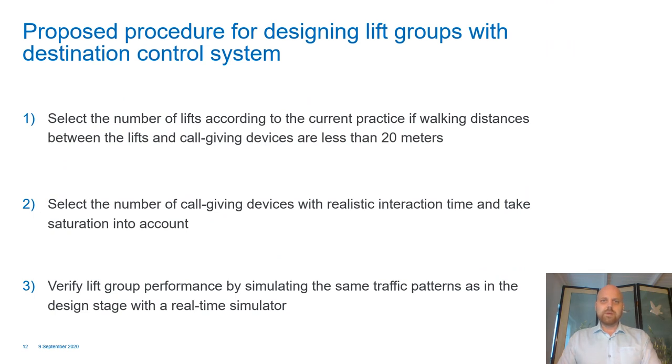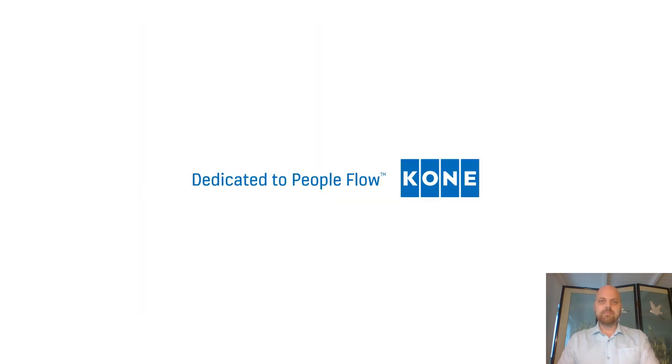As a conclusion, buildings with destination control system could be evaluated in 3 stages. When walking distance between call giving devices and lifts is less than 20 meters, current approach provides accurate results. For longer distances, effects should be studied more thoroughly. Number of call giving devices should be selected with realistic interaction times, considering saturation of the devices and taking into account locations of the devices, to enable full performance from the lift group. Lift group performance can be evaluated with real-time simulator for the real lifts, but all parameters should be set according to the design. Thank you.